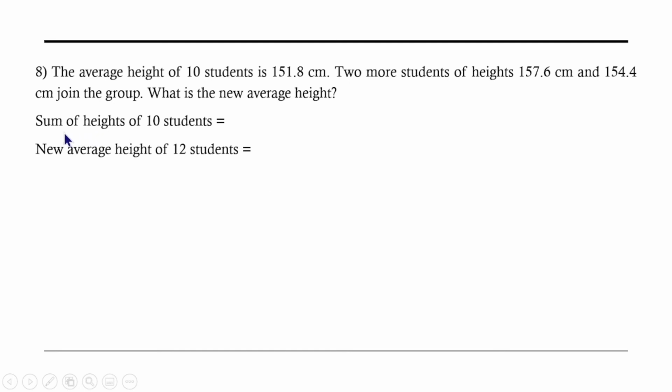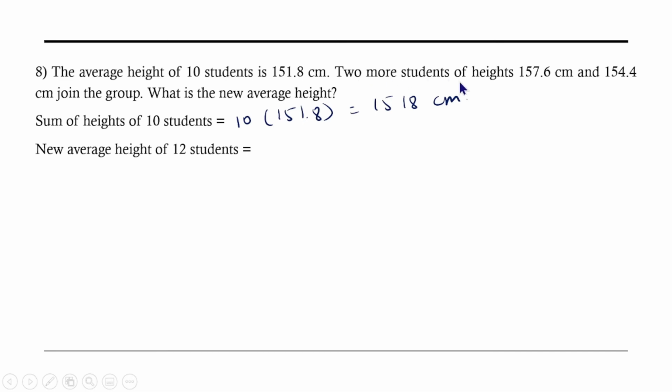So first we will find the sum of heights of the 10 students. Since the average height of 10 students is 151.8, the sum of their heights will be 10 into the average of their heights. So this is equal to 10 into 151.8. So it is 1518 centimeter.